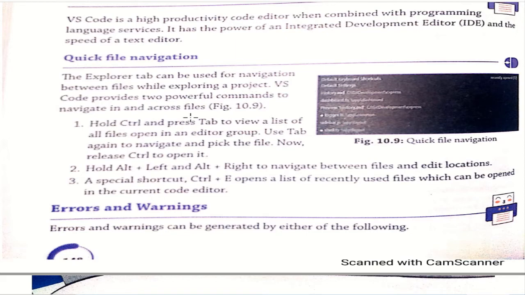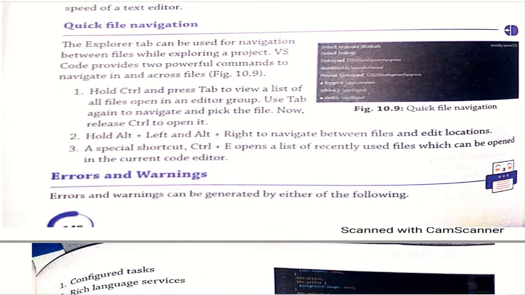It has two powerful commands to navigate in and across files. Hold Control and press Tab to view a list of all files open in an editor tab, and hold Alt plus left and Alt plus right to navigate between files and edit locations. And a special shortcut, the Control key, opens a list of recently used files which can be opened in the current code editor.